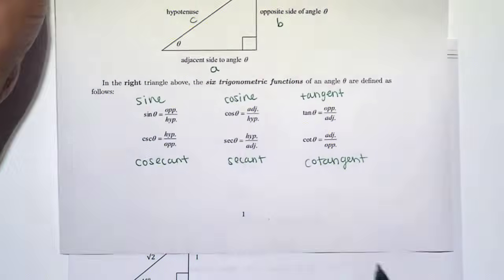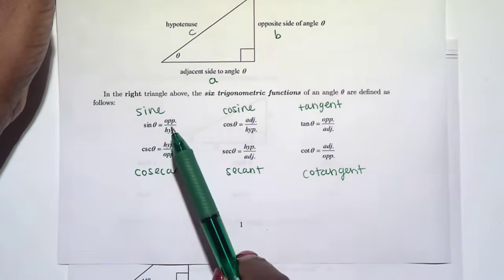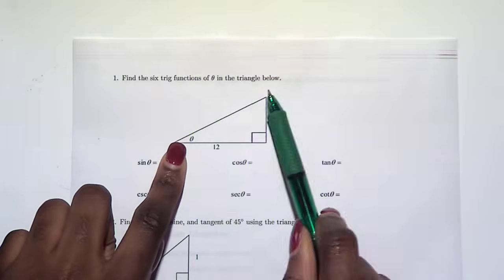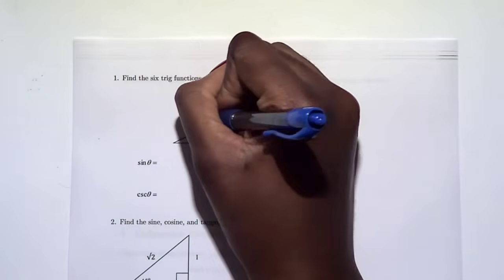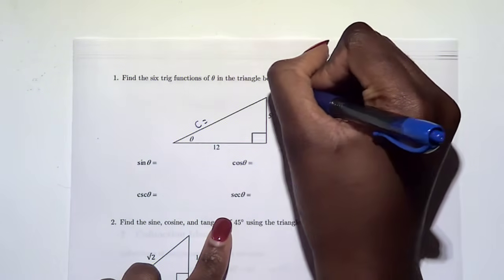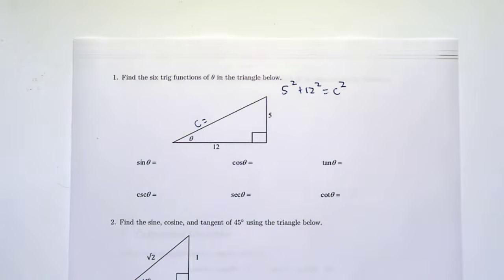So remember, to find sine theta, we need the opposite side over the hypotenuse. So the opposite of our angle over the hypotenuse, but we actually don't know it. So that means we need to figure out, okay, what is this hypotenuse or C value going to be? How do we figure it out? We can just use the Pythagorean theorem.